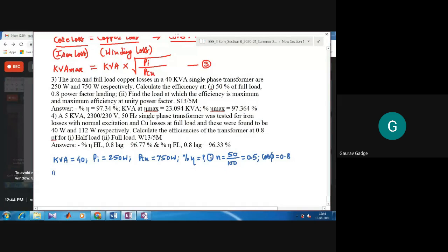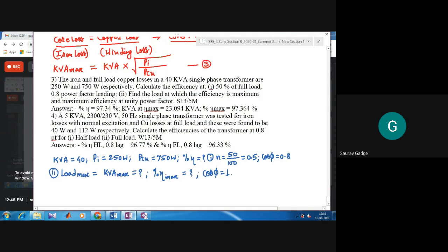Then the second numerical. Second quantity which you have to find out: the load at which the efficiency is maximum, and the maximum efficiency. So the load at which efficiency becomes maximum, load max, it means it is KVA max. So KVA max is question mark. And maximum efficiency, percentage eta max, is question mark. What is the power factor value over here? The power factor value cos phi is equal to 1.